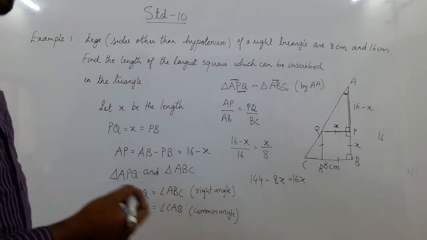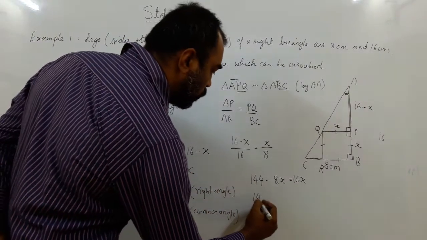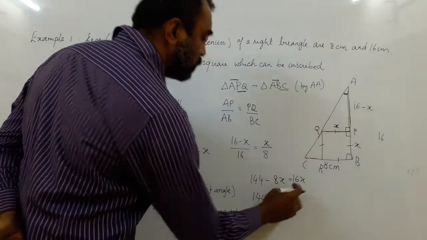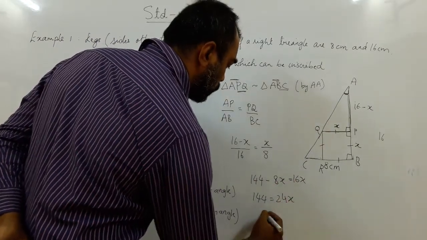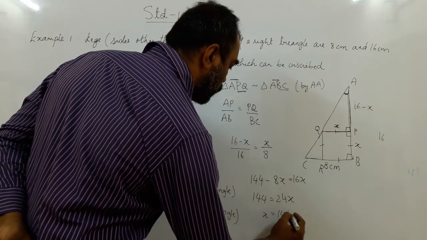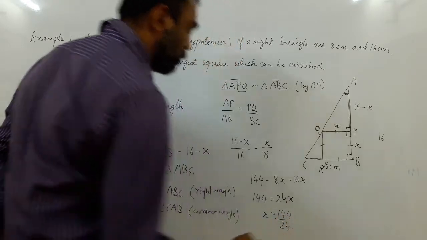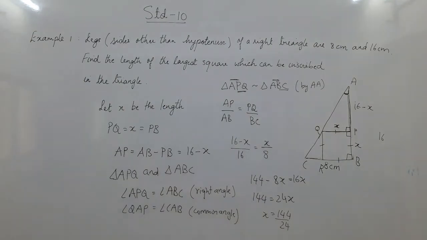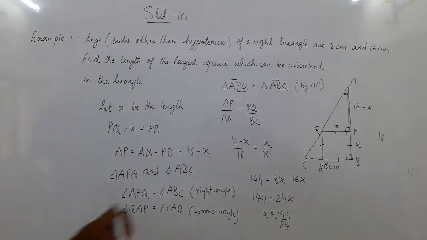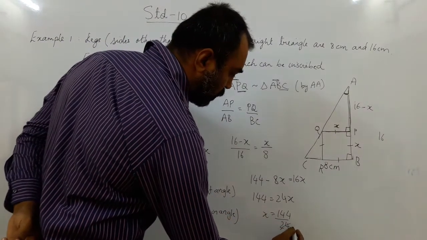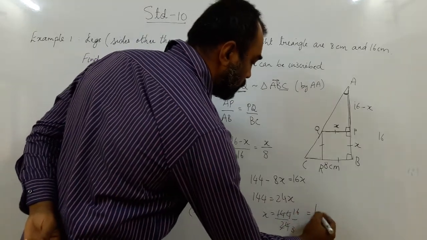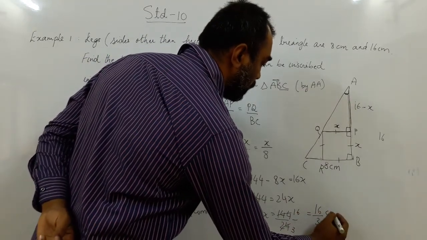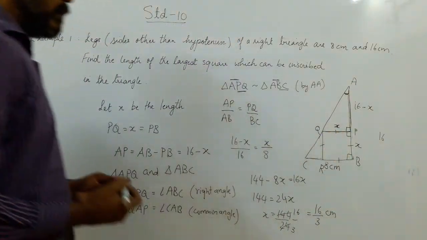So 144 equal to minus 8x on this side, so 8 plus 16 is 24x. So x is equal to 144 upon 24. By cancelling, you will get the answer. 8 threes are 24 and 8 eighteens are 144. So the answer is 6 centimeters. This is the longest side the square can have.